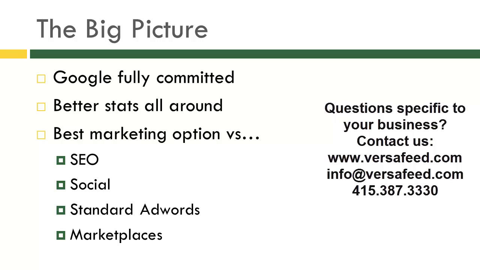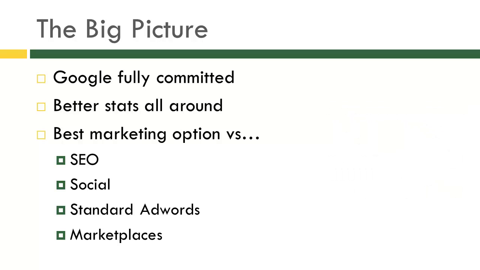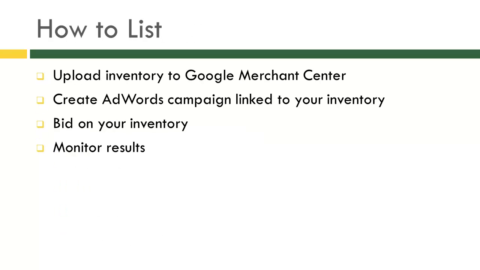We also see, like I mentioned before, better stats for the actual ads. And then lastly, there's obviously a number of different options that retailers have as they're trying to market. I won't get into all the various ones here, but I have listed the most common: SEO, social marketing, standard AdWords, as in text-based ads, and then marketplaces like Amazon. All of these have their pros and cons, but we firmly believe that the quickest solution for retailers looking to bring their product to market is Google Shopping.